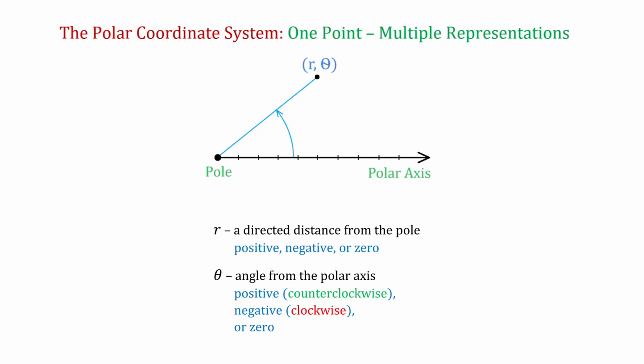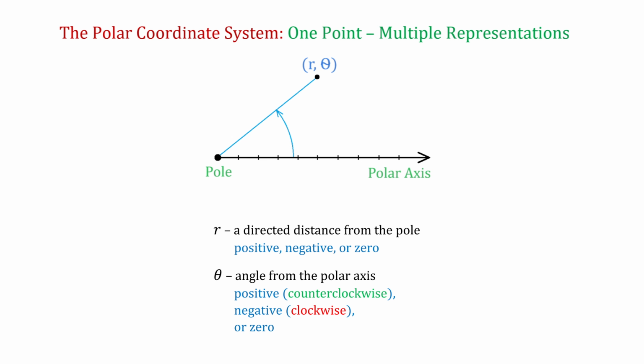Hello. In the polar coordinate system, each point is represented by two coordinates, r and theta. R is the directed distance from the pole, and it can be positive, negative, or 0. Theta is the angle generated by rotation from the polar axis. It can be measured in degrees or in radians, and just like r, it can be positive, negative, or 0.